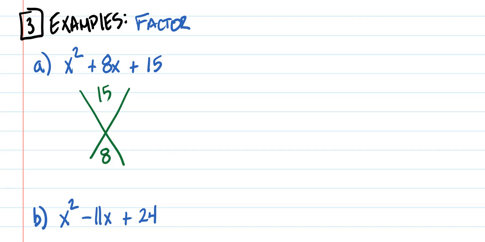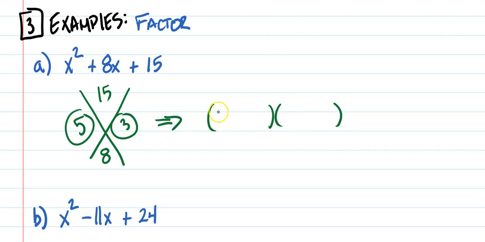Now I ask myself, all right, what 2 numbers multiply to 15 and add to 8? So if I do 5 and 3, because 5 times 3 is 15, and 5 plus 3 is 8, therefore these must be the numbers in my 2 binomials. So I'd go x, and these numbers inside the diamond represent how I fill this in, x plus 5 and x plus 3. So if you don't believe me, go ahead and use FOIL.